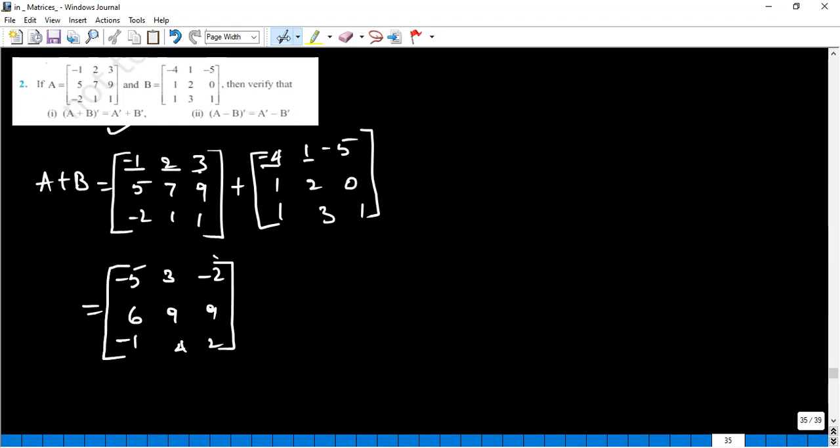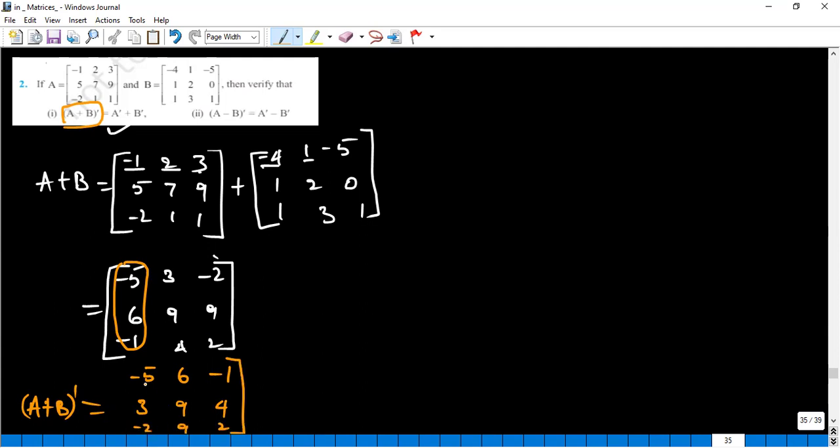And for this entire matrix, we want the transpose. The question is left hand side, A plus B whole transpose. I am going to find A plus B transpose. Okay, what we need to do? Write the column as row. -5, 6, -1. Second column as second row: 3, 9, 4. Third column as third row: -2, 9, 2. This is A plus B whole transpose.